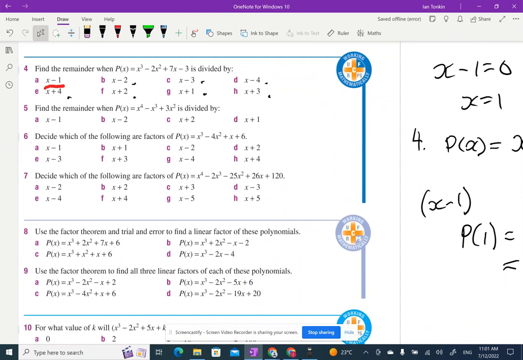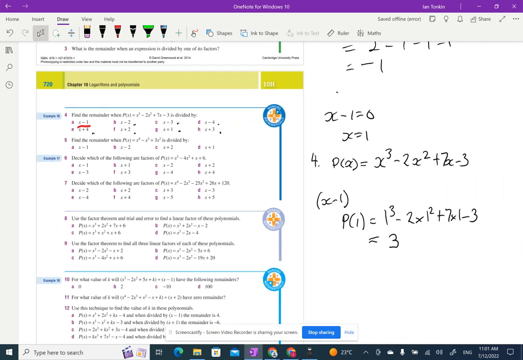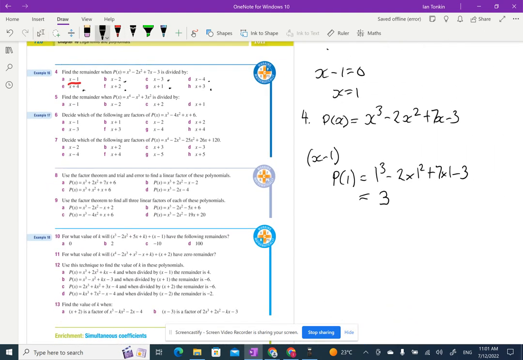Okay, so I'm going to cheat here because I know which ones are factors, and I'm going to show you. Oh, well, no, we don't have to. So let's have a look at question 6.